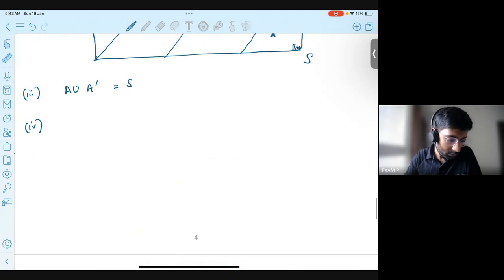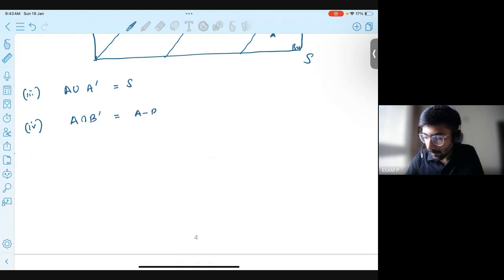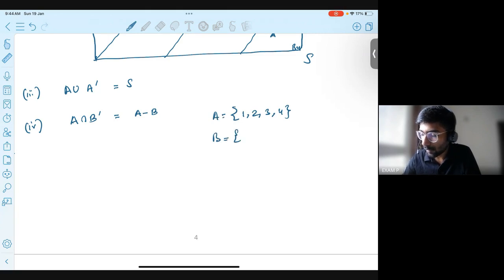Then what else? Condition 4 is basically A intersection the complement of B can also be written as A minus B. What is A minus B? Everything that is in A but not in B. In terms of set theory, if you have a set A and a different set B, then A minus B will be everything that is in A but not in B. So 1 and 3, you'll have to remove, because 1 and 3 are there in set B. So A minus B should give you 2 and 4.